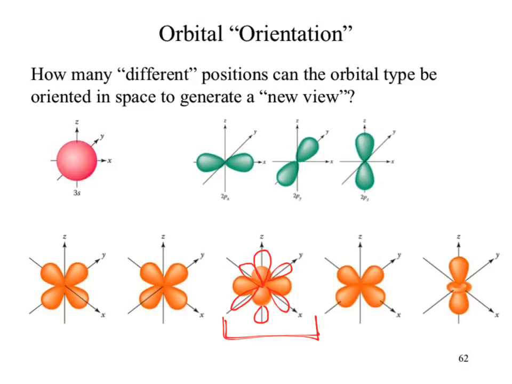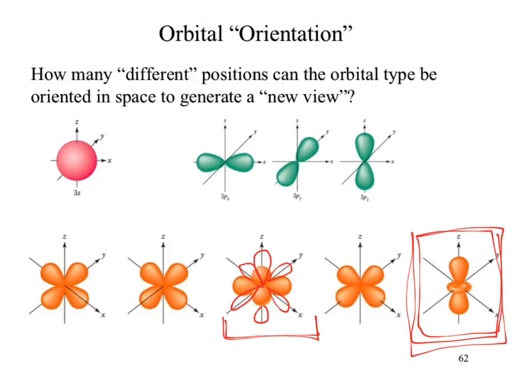Does that look like a clover leaf? No. For those at home that might not be able to guess at what I'm pointing at, does that look like a clover leaf? No. It's usually called the dumbbell with a donut. Is that a clover leaf? No. Is it a d orbital orientation?